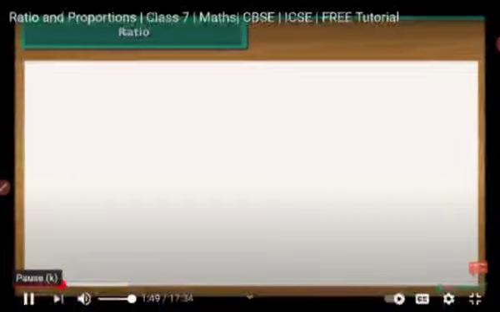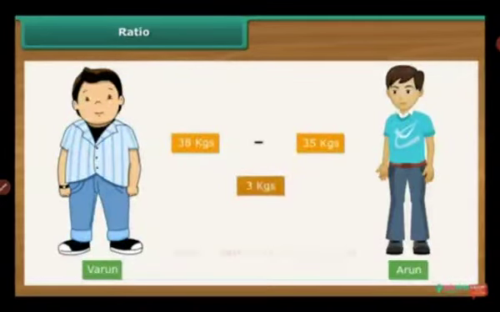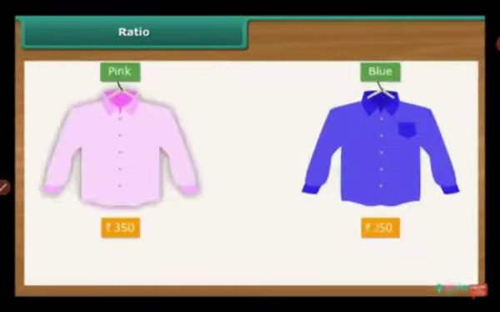We usually compare quantities and values by calculating their difference. For example, suppose the weights of two friends, Varun and Arun, are 38 kgs and 35 kgs respectively. We say that Varun is heavier than Arun by 38 minus 35, that is 3 kgs. Similarly, suppose Ritu buys two shirts, one pink and the other blue, costing rupees 350 and rupees 250 respectively. We say that the pink shirt is costlier than the blue one by rupees 100.